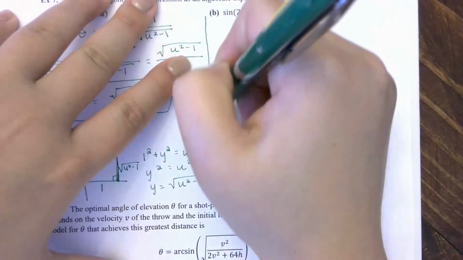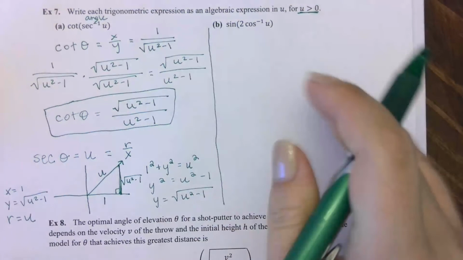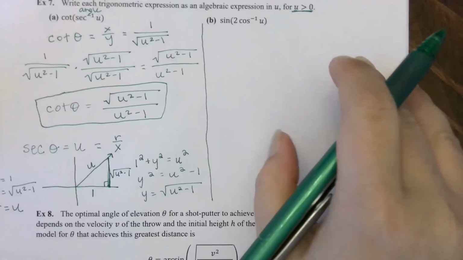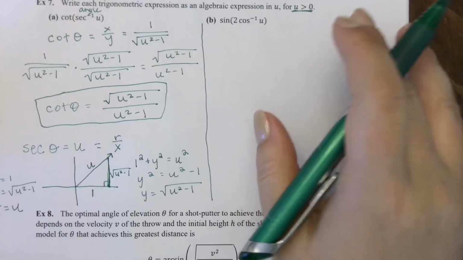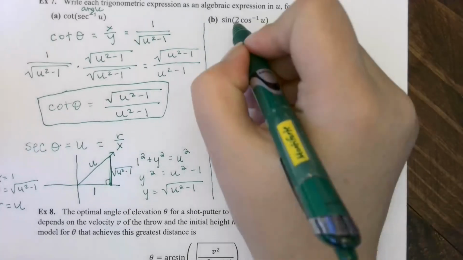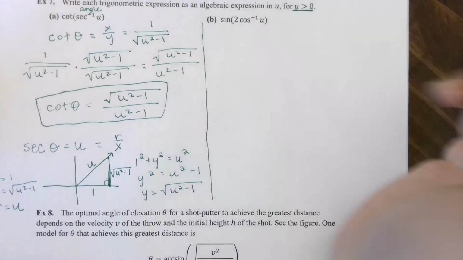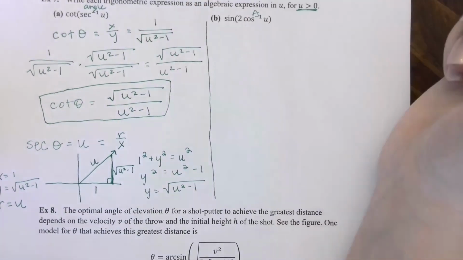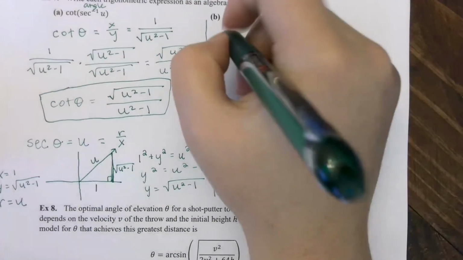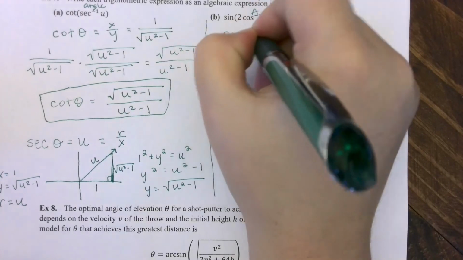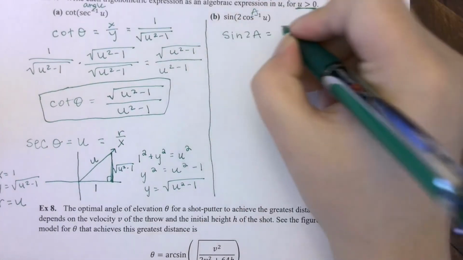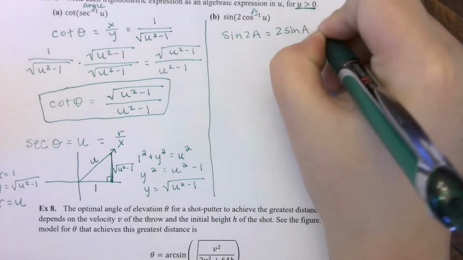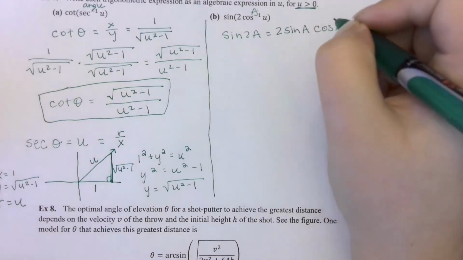B. We have sine of 2 cosine inverse of u. Notice this 2 here. That means we're going to be using a double angle identity. So we'll let cosine inverse of u be a. Then we have sine of 2a equals 2 sine a cosine a.